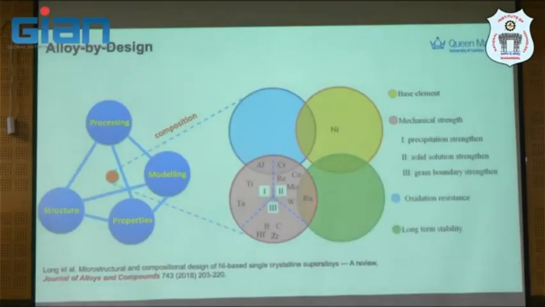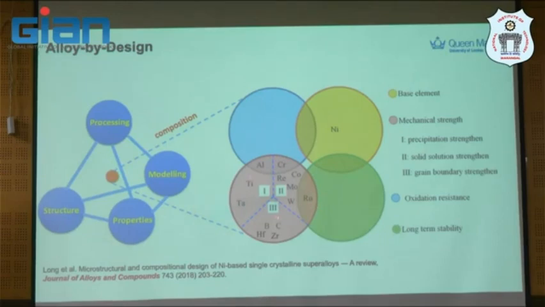In terms of alloy by design, this is not inclusive, it just illustrates the concept. Alloy design is basically about ranking the compositions that give the properties we want. That is the principle. You want precipitate strengthening, which means particular elements will contribute to that significantly. Chromium and aluminum are mainly for oxidation resistance. If you want long-term stability, ruthenium will give you that.